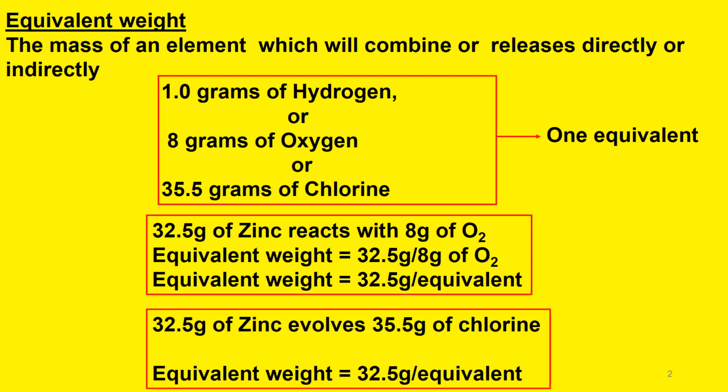As another example, let us consider the following. If 32.5 grams of zinc evolves 35.5 grams of chlorine, the equivalent weight of zinc is 32.5 grams per equivalent. One equivalent here corresponds to 35.5 grams of chlorine. In order to better understand this concept, let us solve some problems.